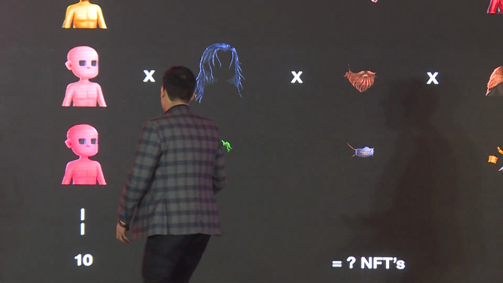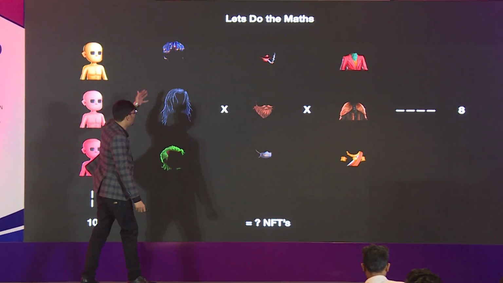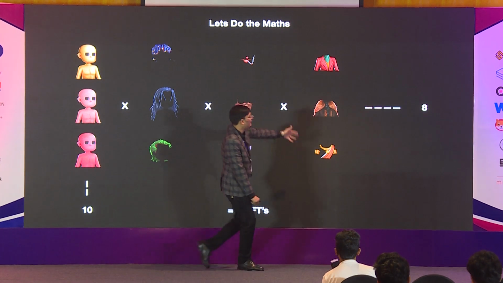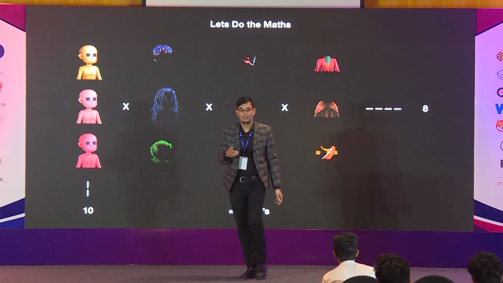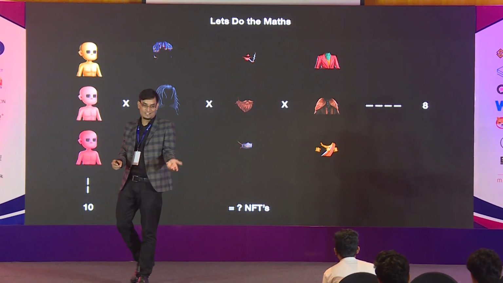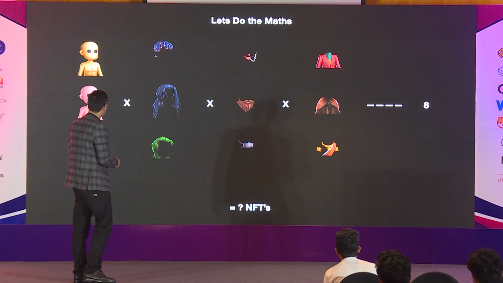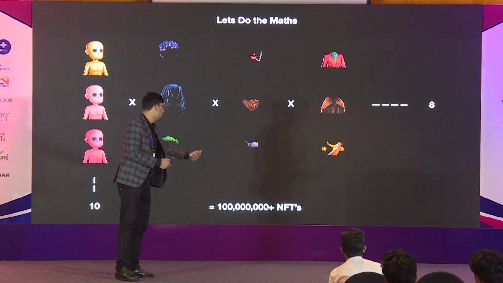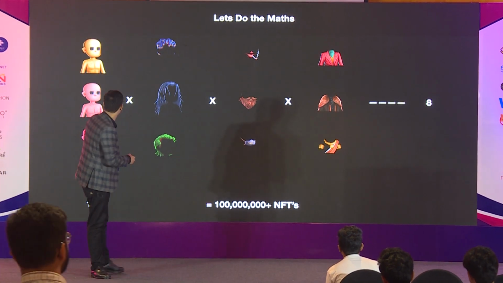So the answer is 10 multiplied by 10 multiplied by 10 multiplied by 10, 8 times, we get 100 million. As per the Indian system, 10 crore. So this is the answer, 100 million plus. Slightly more than that will actually be created.